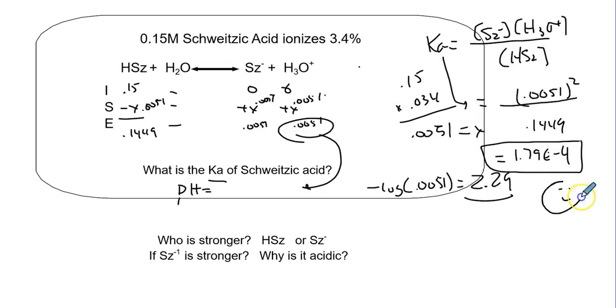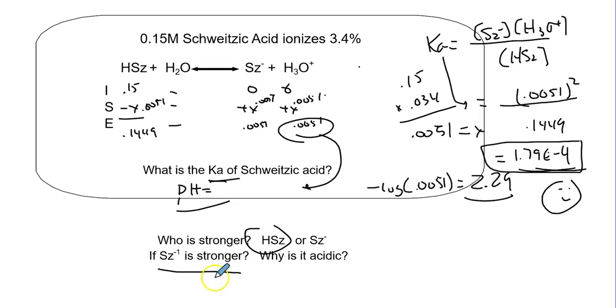Okay. So now I've got my Ka, I've got my pH. Who's stronger? Well, the acid's stronger because of the Ka value. And it teeter-totters on 1.0 e to the 7th. If Sz negative is stronger, so in this case, it's not stronger.